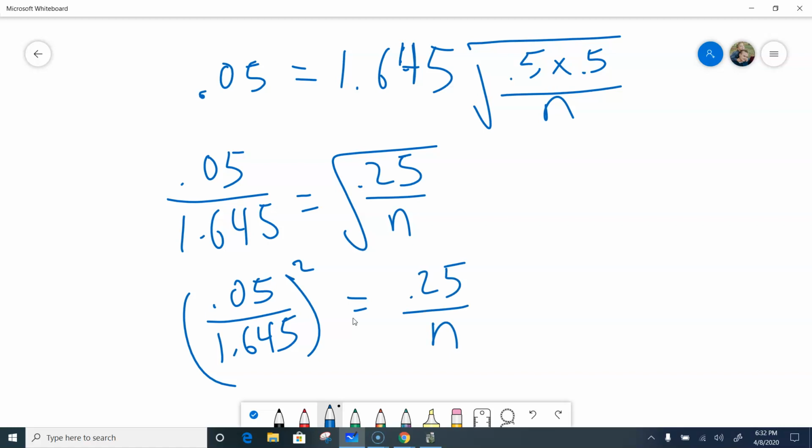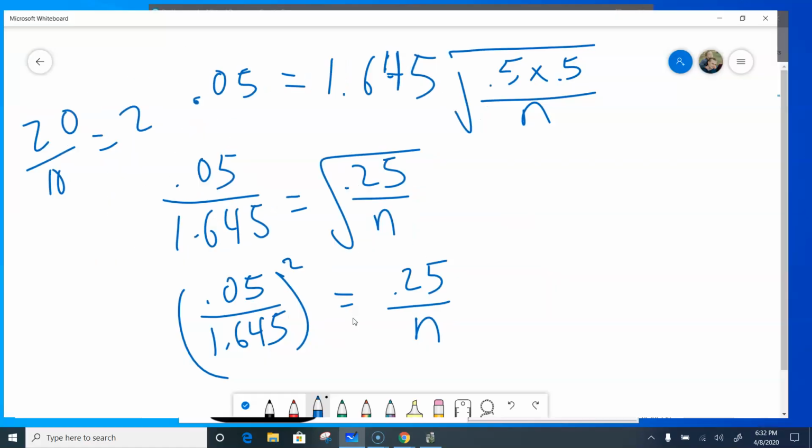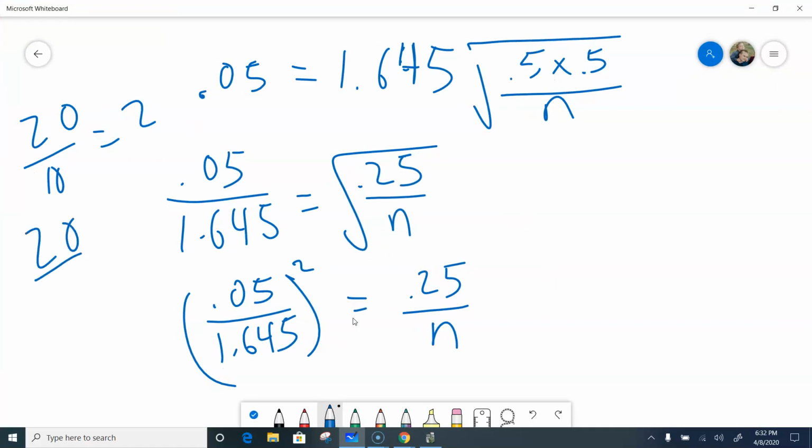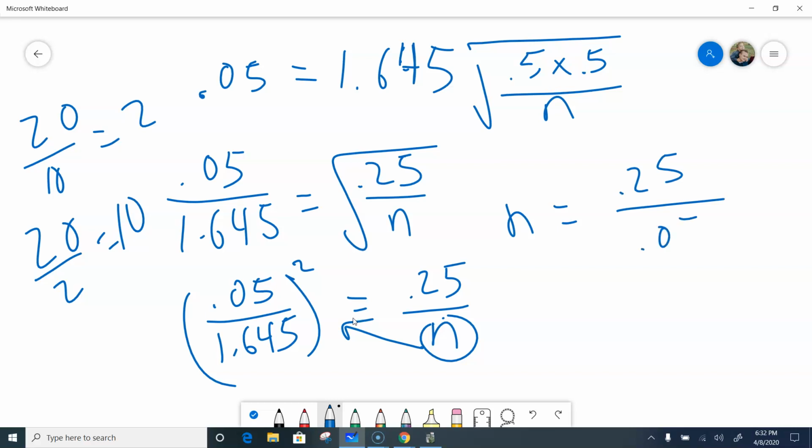And my next step, this is the way I explain it. If 20 divided by 10 is equal to 2, then for sure 20 divided by 2, if I switch those out, is equal to 10. So that's what I'm going to do. I'm going to take this n, I'm going to switch it with these two. So I can just simply say that n is equal to 0.25 divided by 0.05 over 1.645, squared. And we'll let the calculator do the work from there.